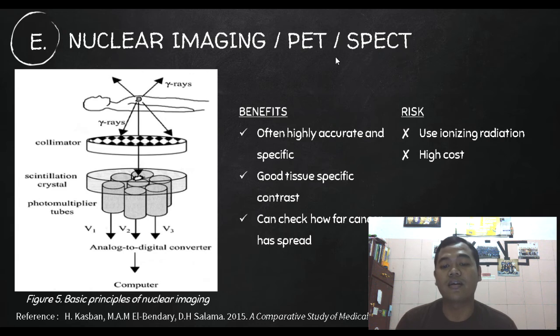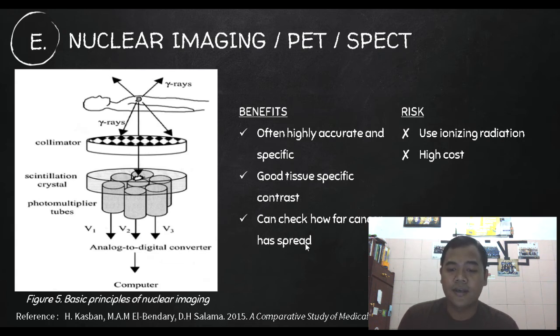Radionuclide imaging includes the techniques PET, or positron emission tomography, and SPECT, single photon emission computed tomography. PET and SPECT differ only in the detector, because PET releases gamma rays from inside the body.